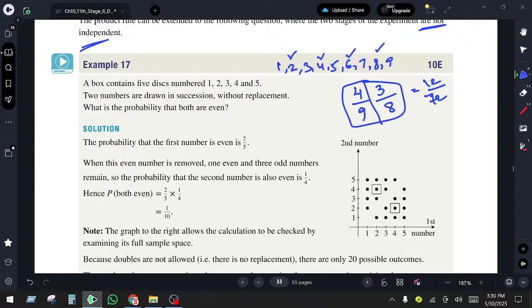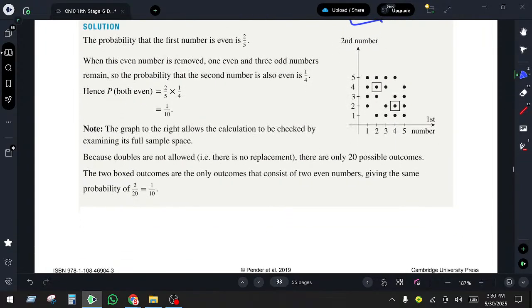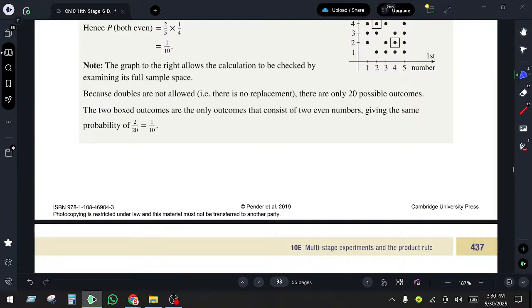You can also try. Okay, it is 2 by 5. It is 1 by 4. Totally 2 by 20. It's a 1 by 10.